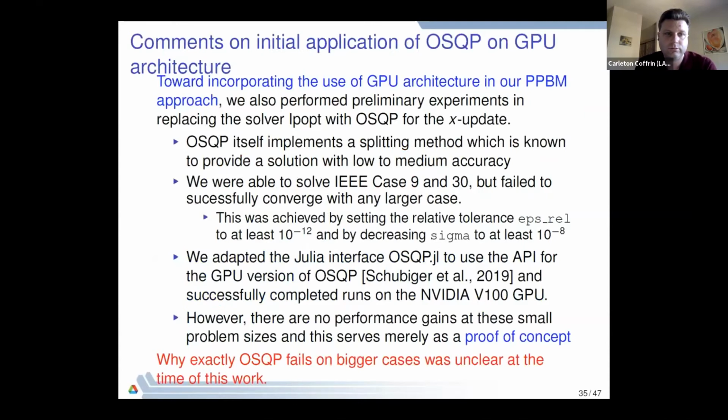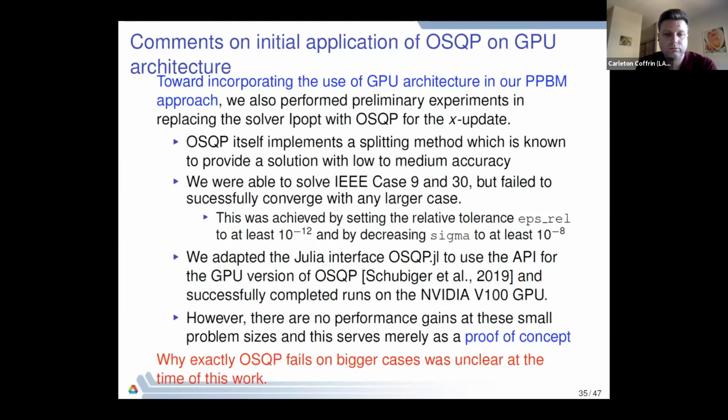Michel did preliminary experiments on GPU, so he replaced the use of Ipopt in the X update with the OSQP interface on a GPU architecture. He was able to get successful results using case 9 and case 30 after tightening the tolerances, but we couldn't get the same results for the larger problem. So that involves some fine tuning and debugging. That's an open question right now.